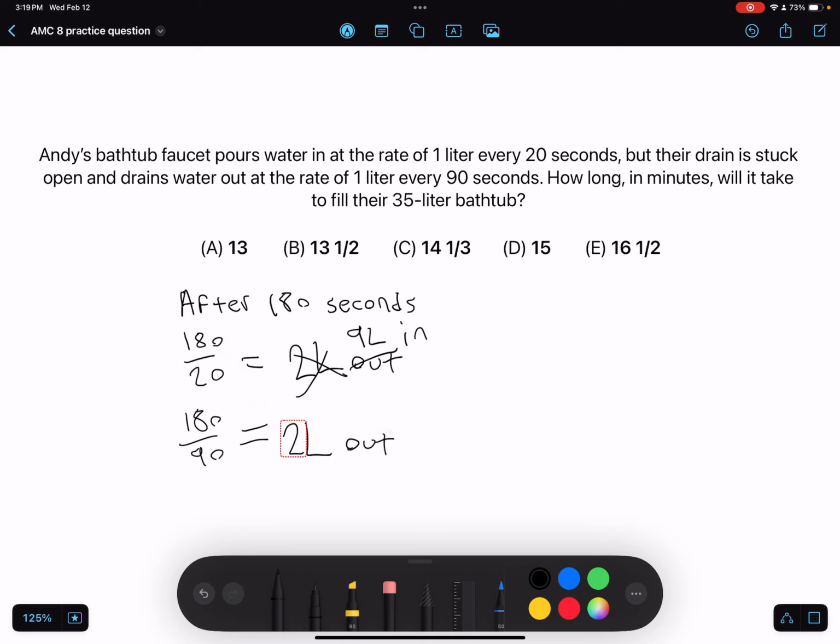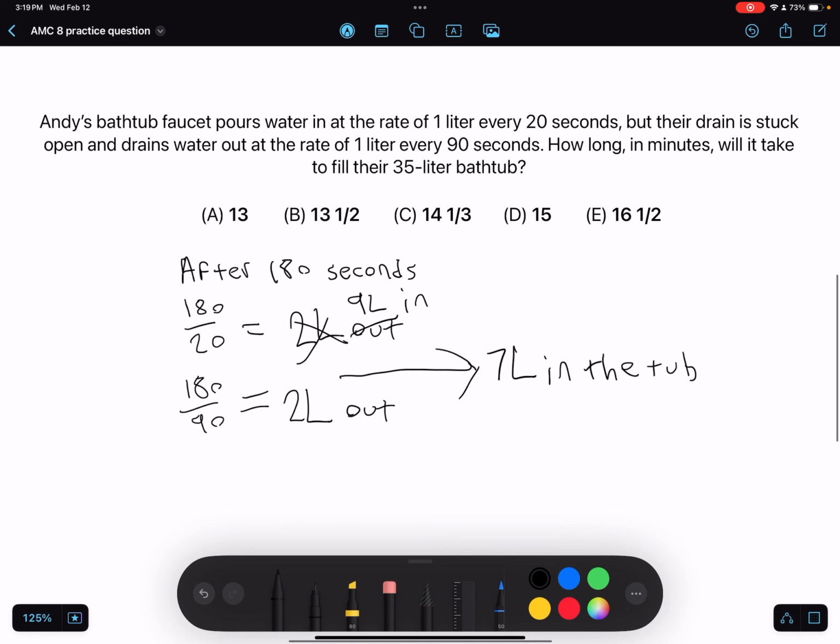So basically what we have here is 7 liters in the bathtub. That's all this results in. We don't need to go anything crazy here. So 180 seconds go by, and there are 7 liters in there. They tell us it's a 35-liter bathtub. We could keep going here.